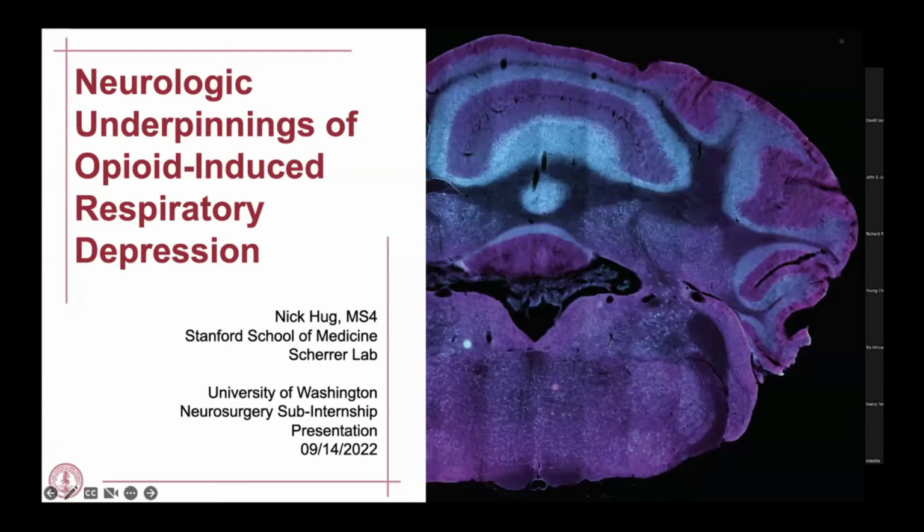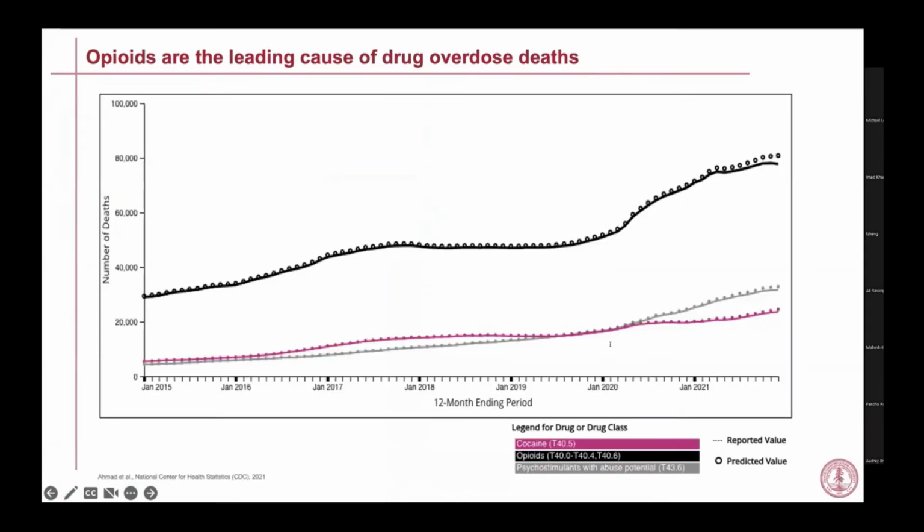So today I'm going to talk about my research in Greg Scherer's lab at Stanford studying the neurological underpinnings of opioid-induced respiratory depression. So opioids are the leading cause of drug overdose deaths in the United States. This graph from the CDC shows that this has been increasing over the past decade and far outstrips deaths due to other drugs like cocaine.